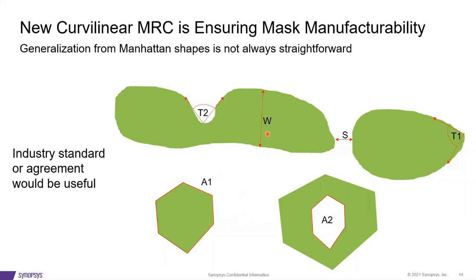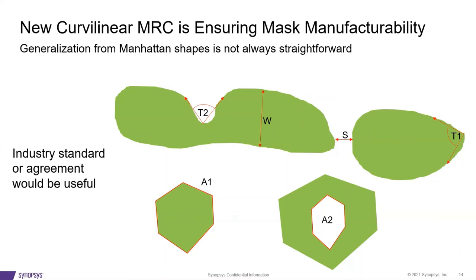For example, where is it appropriate to measure the width of a feature? And what types of features should we measure to say if something is too narrow or angular versus if something is just a small nuisance jog or notch? And when does the transition from a narrow feature to a nuisance jog happen?